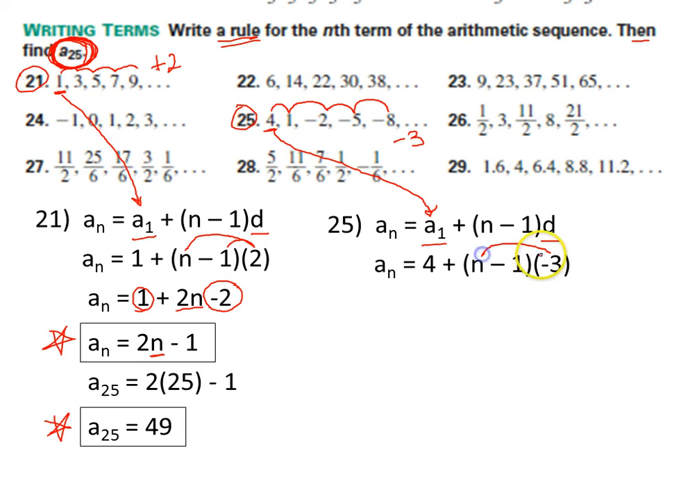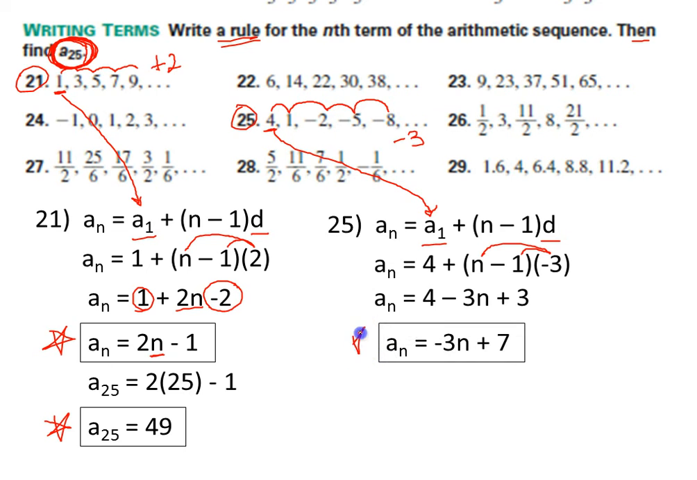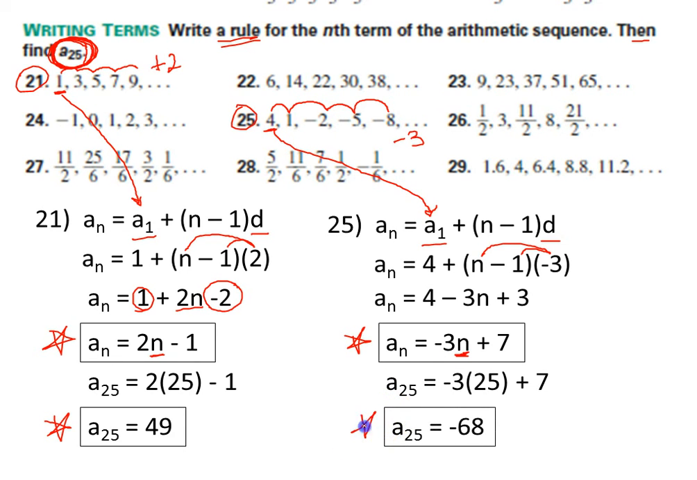Plug it in, negative 3n. Negative 3 times negative 1 is 3. So what's our equation? A sub n equals negative 3n plus 7. Find a sub 25. Again, how do we do that? Plug in 25 for n. So negative 3 times 25 is negative 75, plus 7 is negative 68.